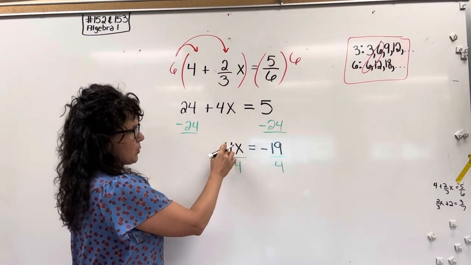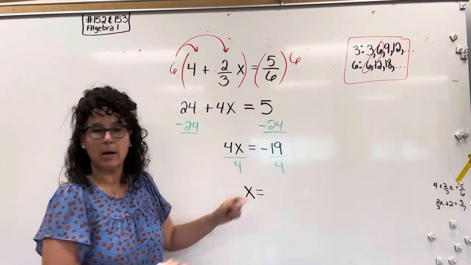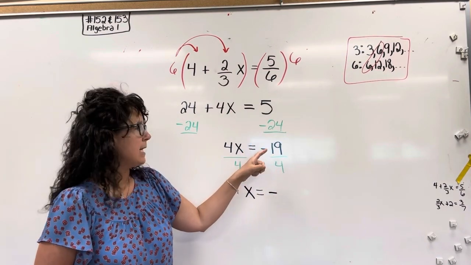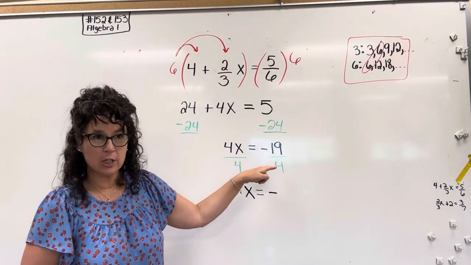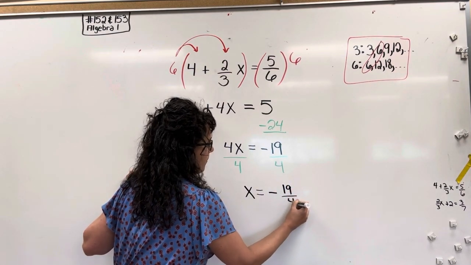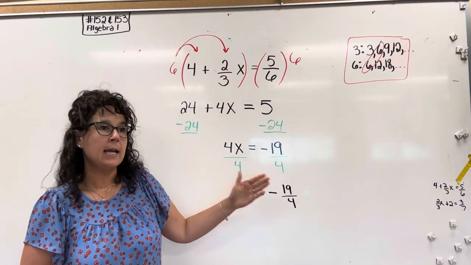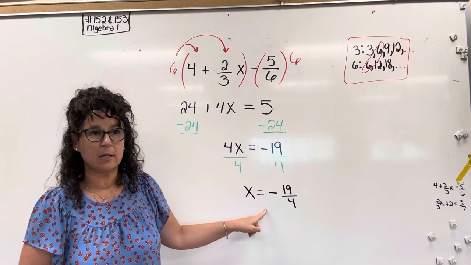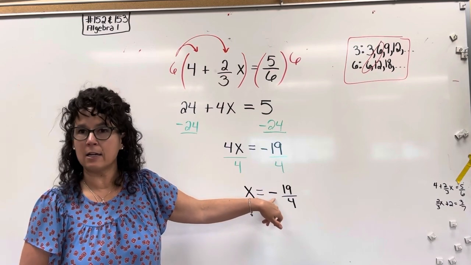So this 4 gets rid of this 4, and x is by itself. A negative divided by a positive is a negative. There aren't any numbers that fit into both 19 and 4, so this fraction is simplified. And so I get negative 19 over 4. Just a little side note, when you have a negative fraction, the negative can go at the top, the bottom, or out to the side. But usually standard practice is to leave that negative out to the side.